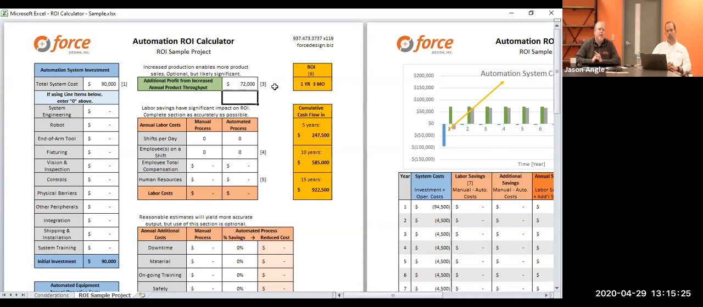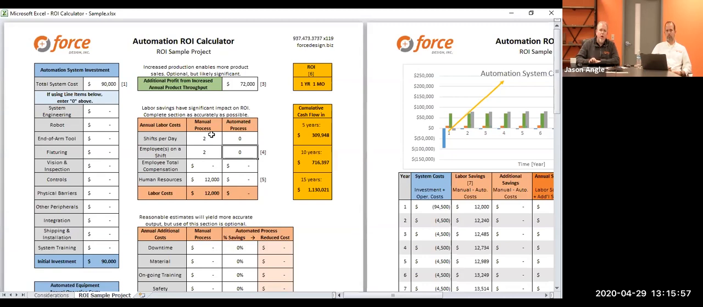The orange box there in the middle, on the left-hand side, you'll see a column that says manual process, and on the right-hand side, the automated process. This is where we put the labor cost in. So obviously here, for the manual process, we're going to have, in this case, 2 shifts per day, and there were going to be 2 employees on each shift because they're going to have an employee at each welder. So when we automated this process, they actually started running 3 shifts per day, and they're doing that with 1 operator per shift.